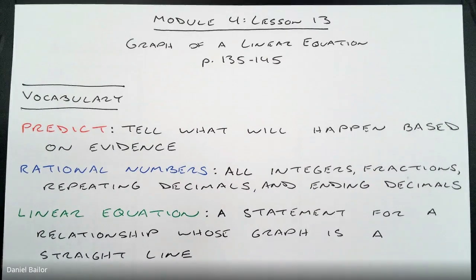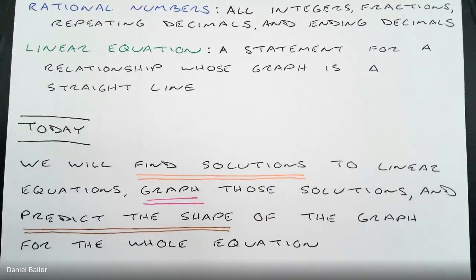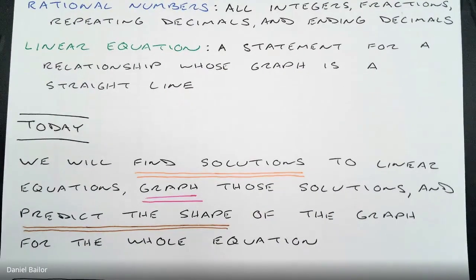Let's talk about what we're going to be doing today. Today, we will find solutions to linear equations, graph those solutions, and predict the shape of the graph for the whole equation. Because when we graph, we only graph part of the equation. We only graph the values that we fix. We only graph what we choose to graph. You cannot graph the whole equation because the whole equation can go forever.